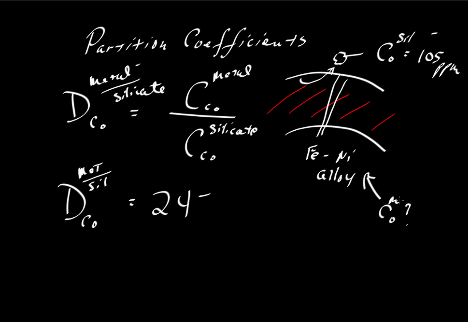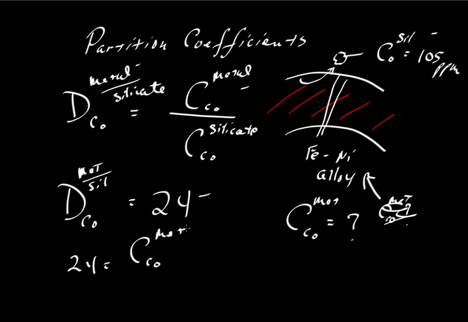So what would be the concentration of cobalt? Let's write that a little bit better. C subscript Co in the metallic core is equal to what? Well, it's going to be the top of the ratio here. So this value of 24 here is equal to the concentration of cobalt in the metal phase divided by the concentration in the silicate. We know that. We've analyzed a piece of the mantle, and it's 105 ppm or so, we think.